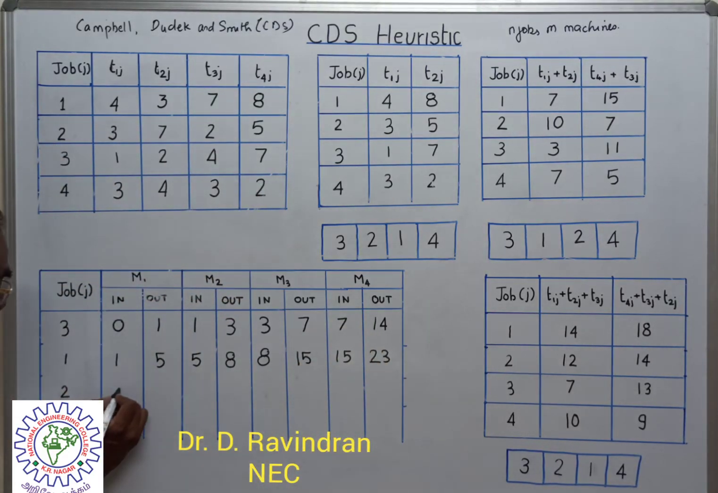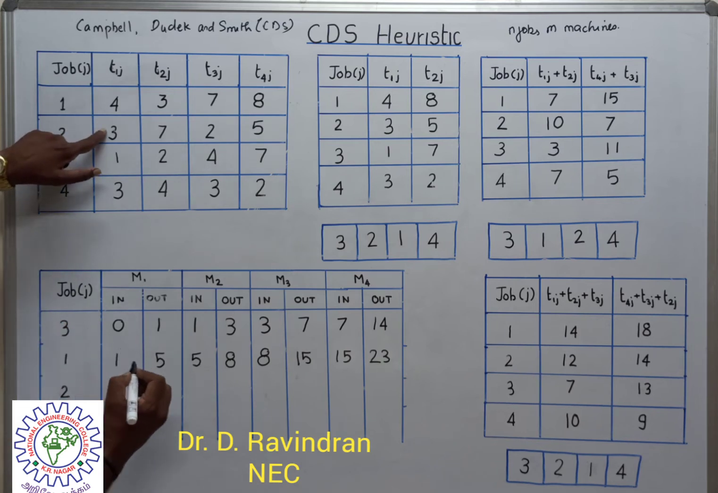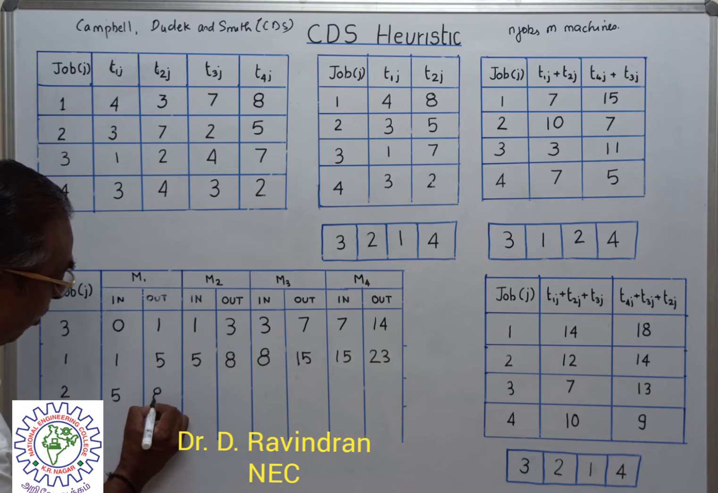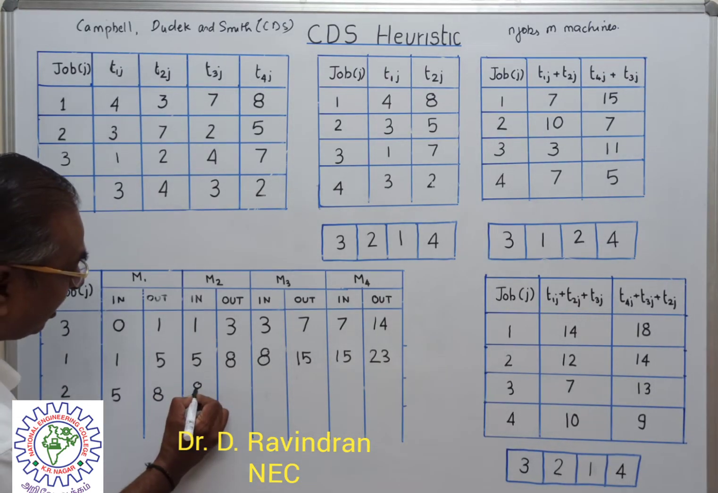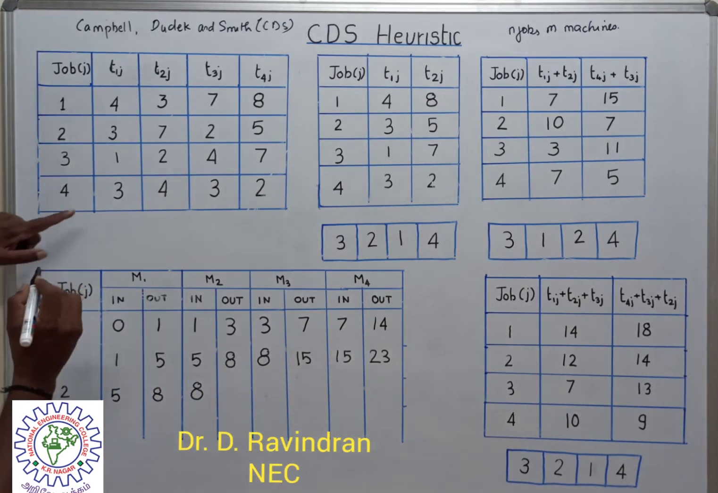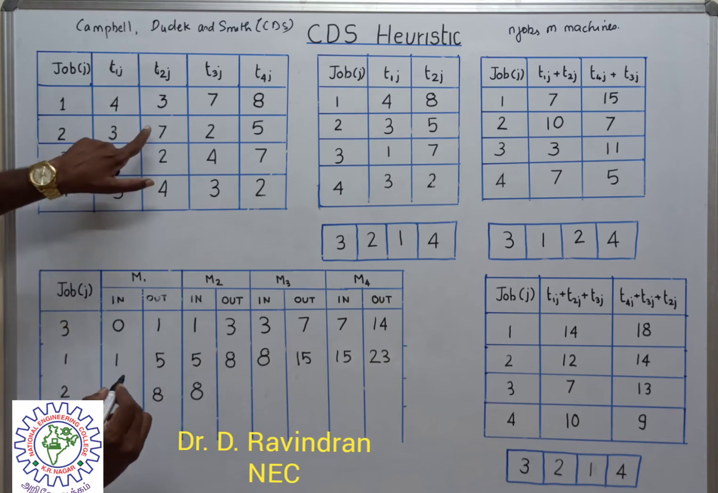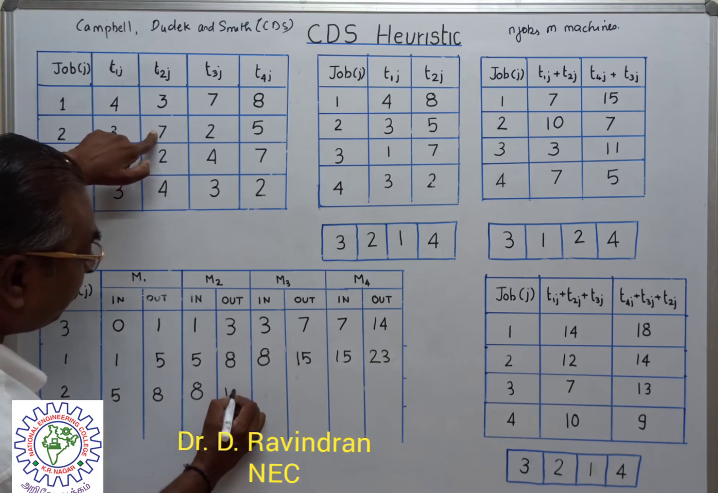Now here at 5 hours the job 2 enters the machine M1. There it is getting processed for 3 hours. So it will be coming out by 8 hours. At 8 hours it can enter the machine M2. There it is processed for 7 hours. So it is 15 hours.